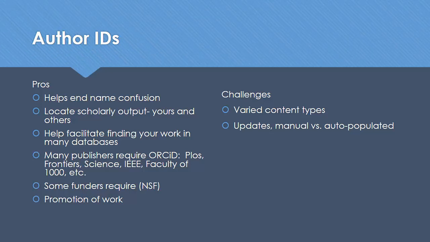Many publishers and funders now require researcher IDs or author IDs. It's very easy to add your ORCID or other ID to conference presentation slides or even your email signature file. The challenges related to author ID is it's very focused on journal article publications. So therefore it favors disciplines that are journal focused for their scholarly output.